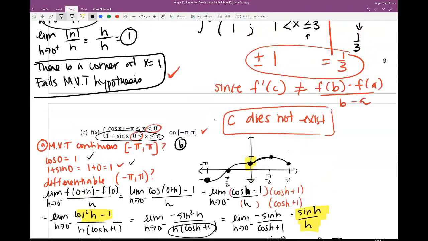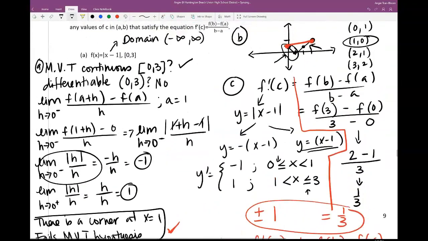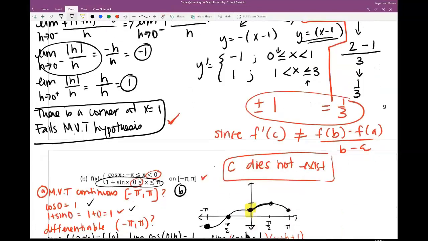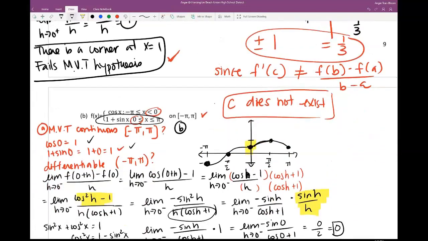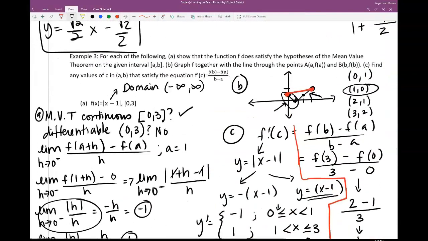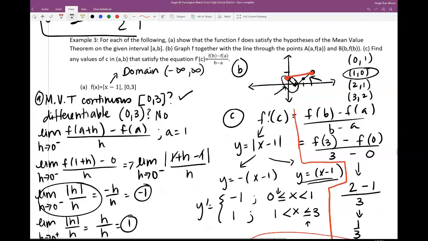Okay, so let's see. Part B says graph f together with the line through the point. Okay, so let's do a line. I'm going to need some sort of a ruler. So here's the line. Okay, so there's that secant line connecting those two. Part C, I forgot. I did B. B took so long that I forgot. The proof for A took so long that I forgot.